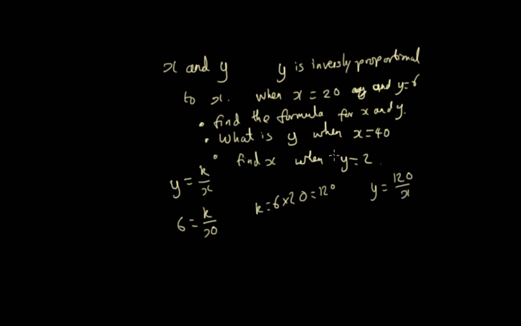So what's y when x is 40? So y would equal 120 over 40, which would be 3, and likewise if y is 2, we can put 2 equals 120 over x. X is going to be 120 over 2, rearranging the formula, which is going to be 60. So it's quite not too complicated.